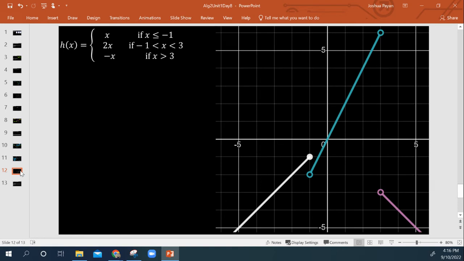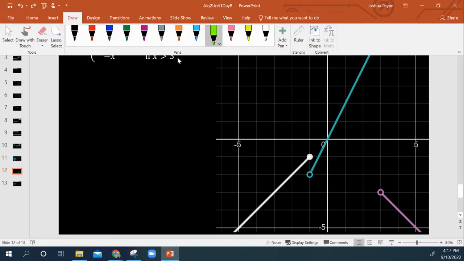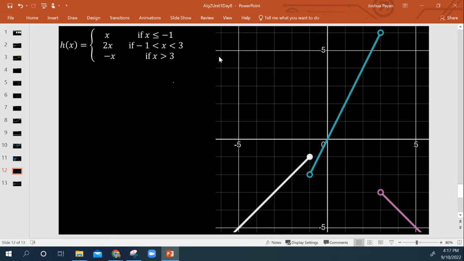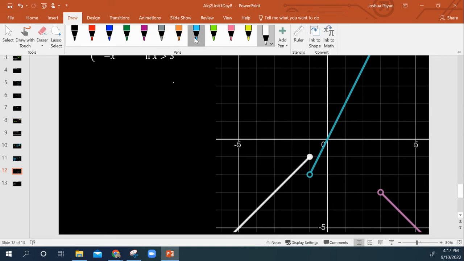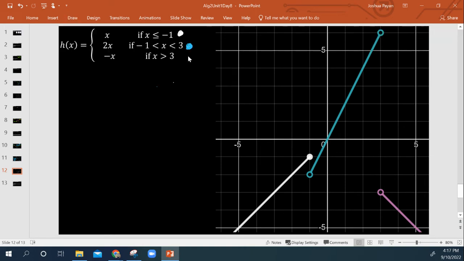Okay, last example. And this one is particularly important because it's kind of exceptional compared to the previous one. So h of x equals all of this nonsense here. Okay, so it behaves just like y equals x, whenever x is less than or equal to negative 1, right? Then it behaves like y equals 2x, right? Whenever x is larger than negative 1, but less than 3. And then we see that changes behavior again whenever x is larger than 3.